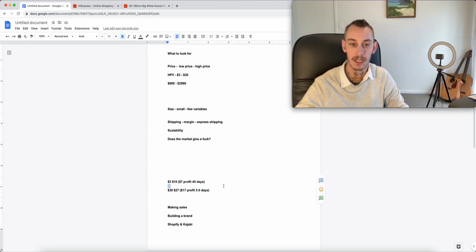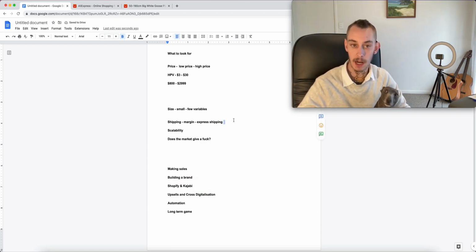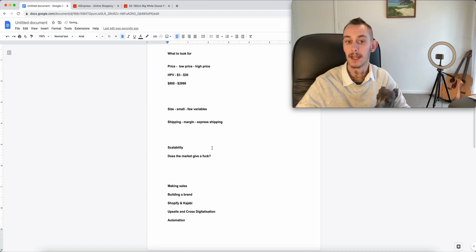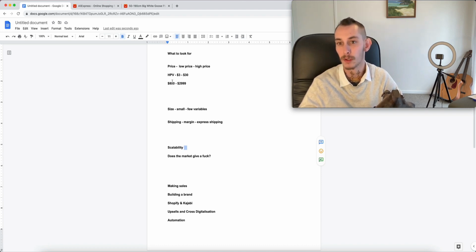This is why margin is the most important thing of all of this. And margin, okay, scalability comes from doing all these other things right. As long as we have very few variables, it's a product that the market wants, it's hot in demand, it's potentially small and cheap to ship, okay, and we can ship it fast, it has few variables, a high perceived value, okay, we are set up to scale.